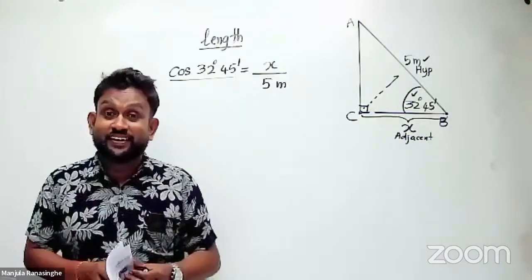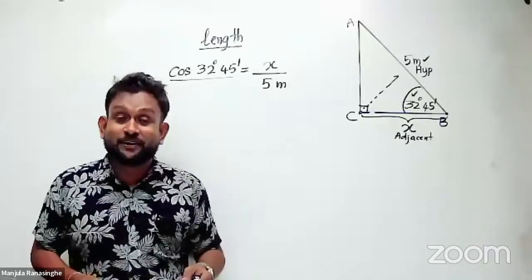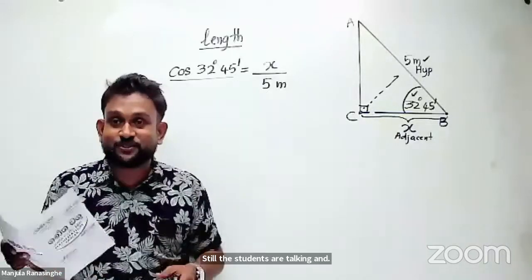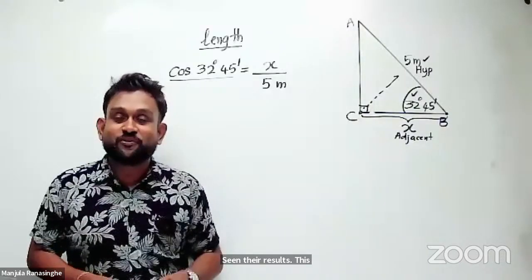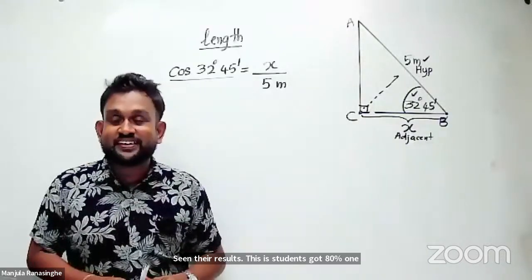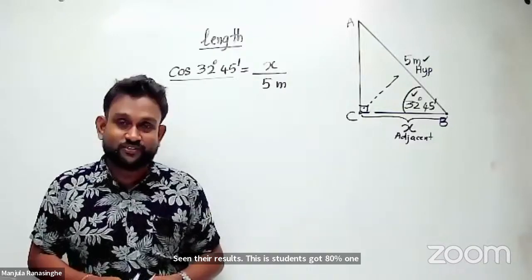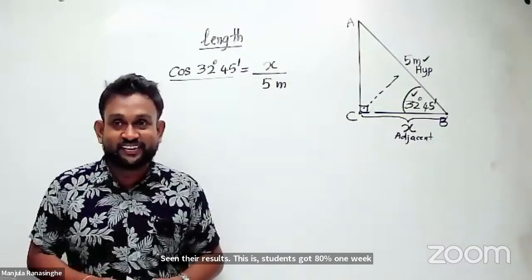Still the students are talking and seeing their results. The students got 8 A passes and 1 B pass, B for commerce, right? Likewise, that is actually the happiness of teaching, right?